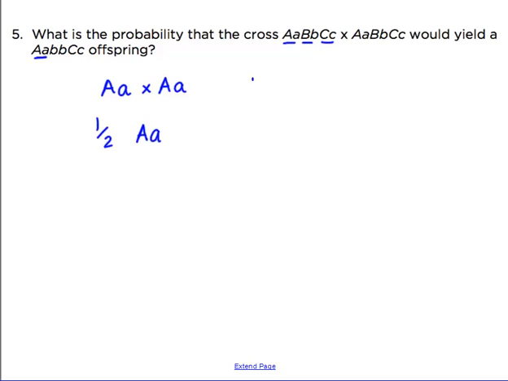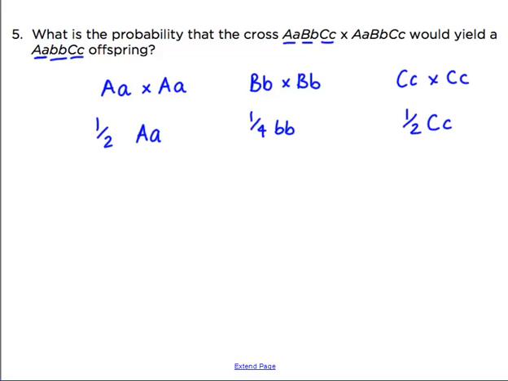Now for B, again, both parents are heterozygous, and they want the probability of the offspring having little b, little b. Again, this is a simple monohybrid cross, so the probability is 1/4 to get the homozygous recessive genotype. And then for C, both parents again are heterozygous, and they want the probability of a heterozygous C offspring. So again, that is 1/2, big C, little c.